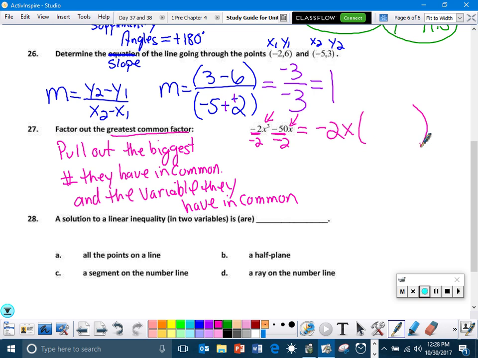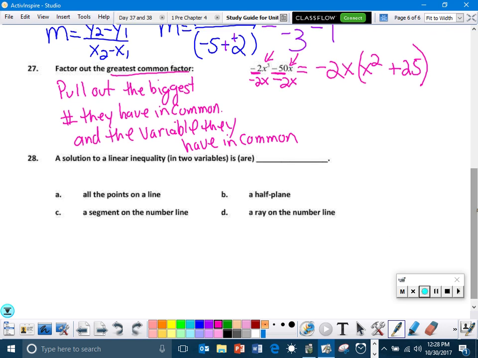Now, when I pull out a negative 2x, I only have x squared left, and I have a plus, because a negative divided by a negative is a positive, 25. So I factored out the greatest common factor, negative 2x, which leaves me with x squared plus 25. Look at that one again and think about how I did that. If you want to check it, you can go backwards and do the distributive property, and you should get the problem back.